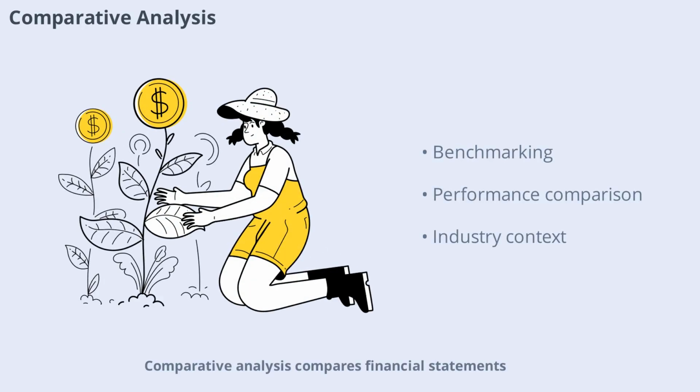Comparative analysis compares financial statements across different periods or companies. This technique highlights changes, improvements, or declines in performance. By benchmarking against industry peers, businesses can identify strengths and weaknesses. Comparative analysis supports decision-making by providing context and perspective. It's a valuable tool for investors, managers, and analysts seeking to understand relative performance and competitive position.